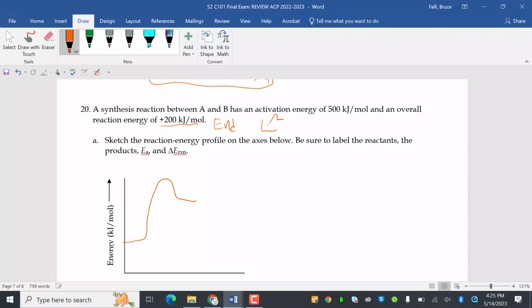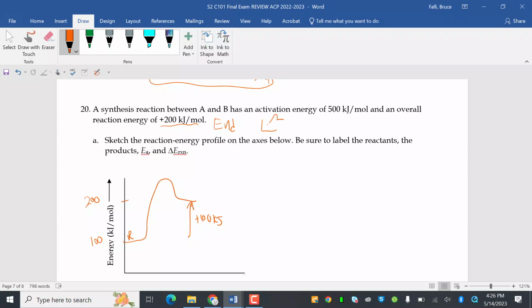Sorry, I should have paused. So the activation energy is 500. So I have to pick a number to start with. I like to start with a nice easy number like 100. And here are my reactants. And if my overall reaction energy, I think that means the energy of the products, is 200, right? That would be up 100. And that would be positive delta H of that.